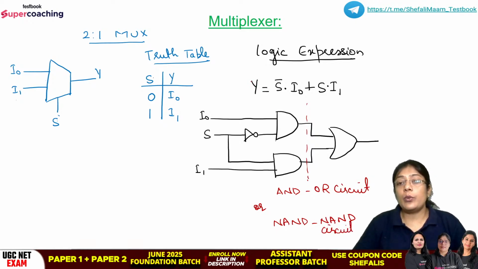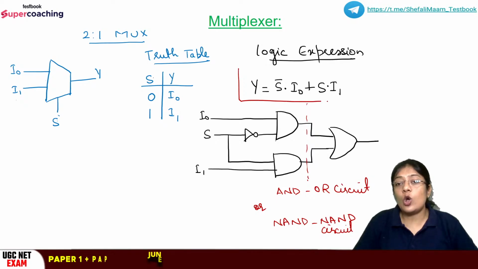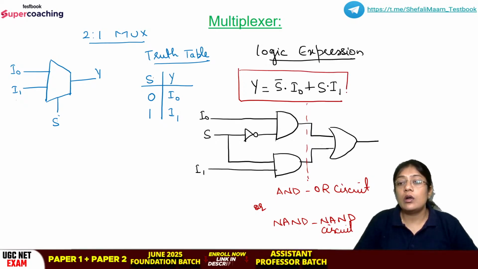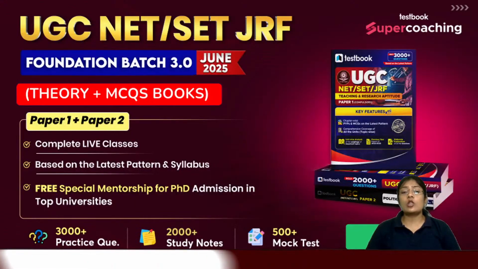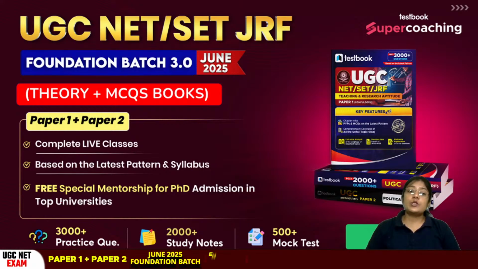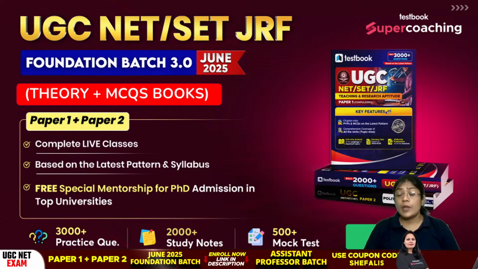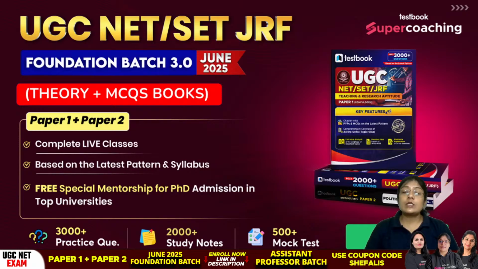The way we have derived the logical expression for 2:1 multiplexer, in the same way we can derive the expression for 4:1 multiplexer. तो आपको क्या करना होता है? We just need to take the inputs, we need to consider the possible combinations, and on the basis of that we can write the logical expression.